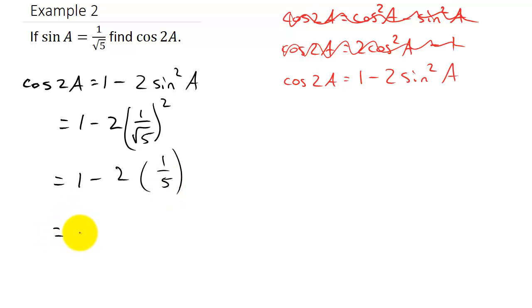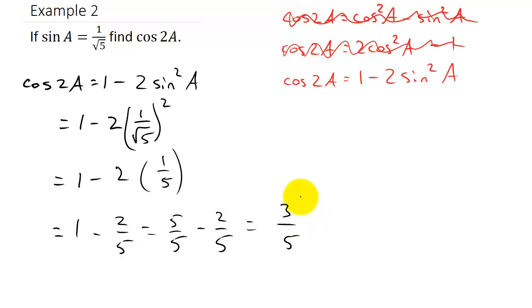And so this is equal to 1 minus 2/5. And then if I get a common denominator, this 1 here, remember that becomes 5 over 5 minus 2/5, which is 3/5. And there's our answer.